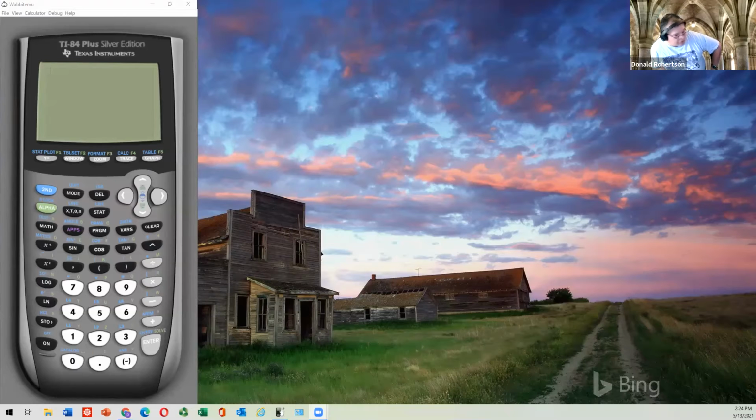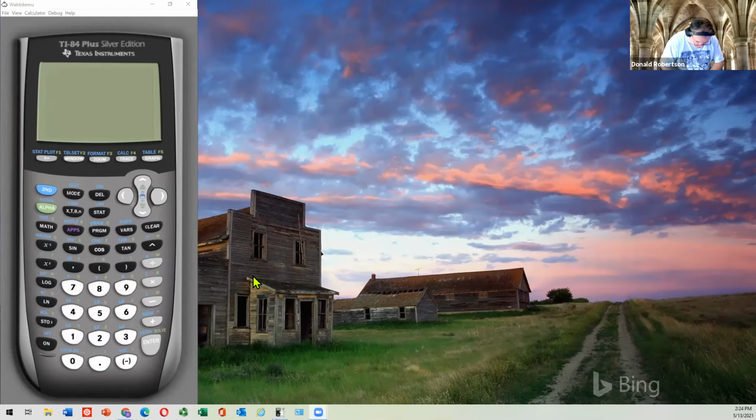Are you looking at a picture of a TI-84 calculator right now? Okay, so there's a lot of steps in this. If you want to use your TI-84, you're totally allowed to. You might want to look at this video, pause it and rewind it, until you've got the gist of it.